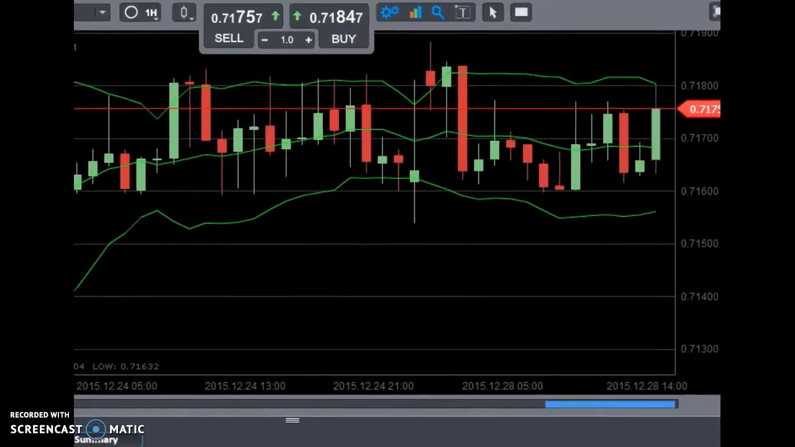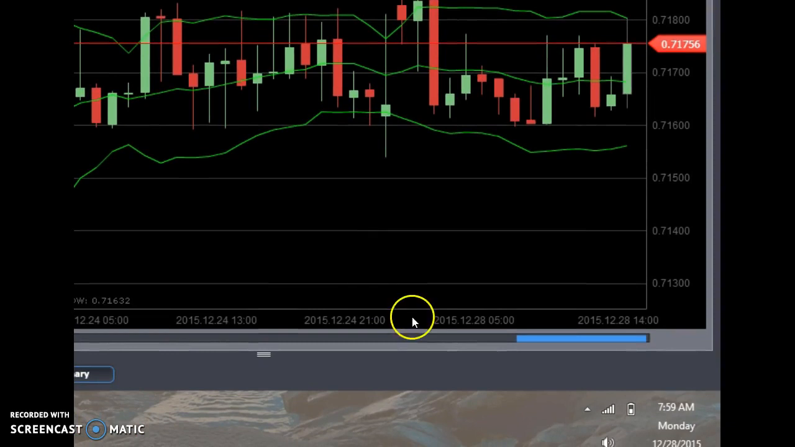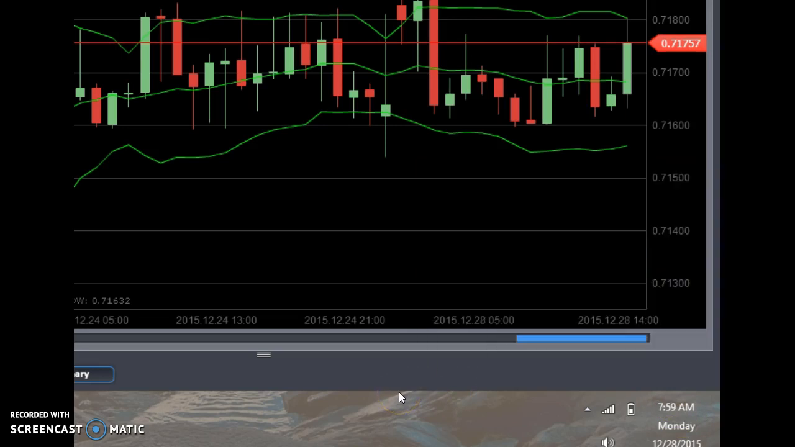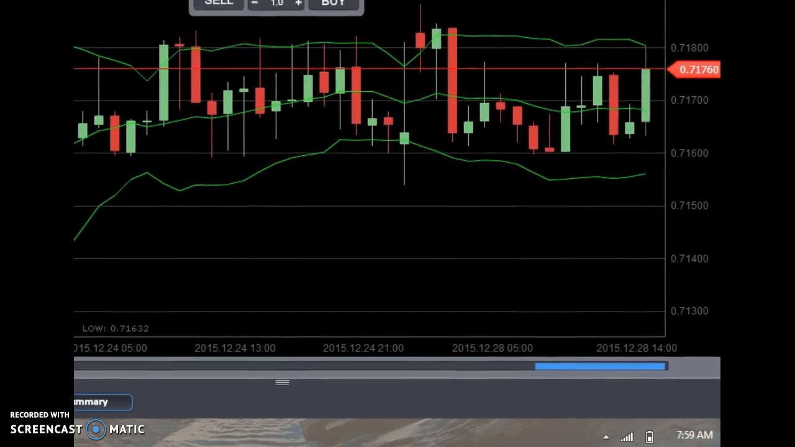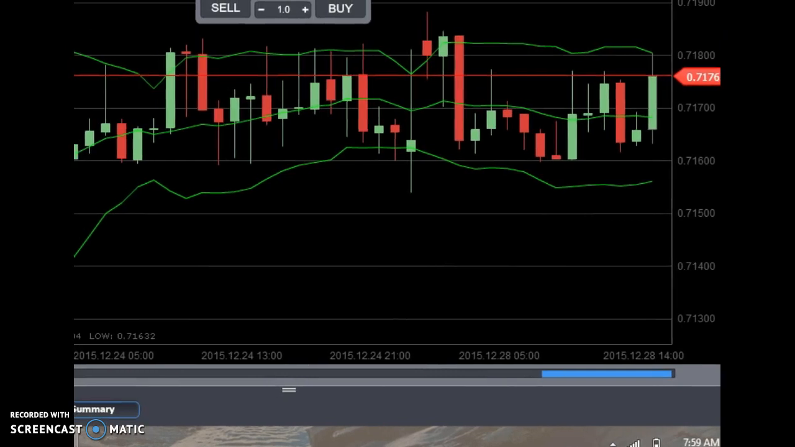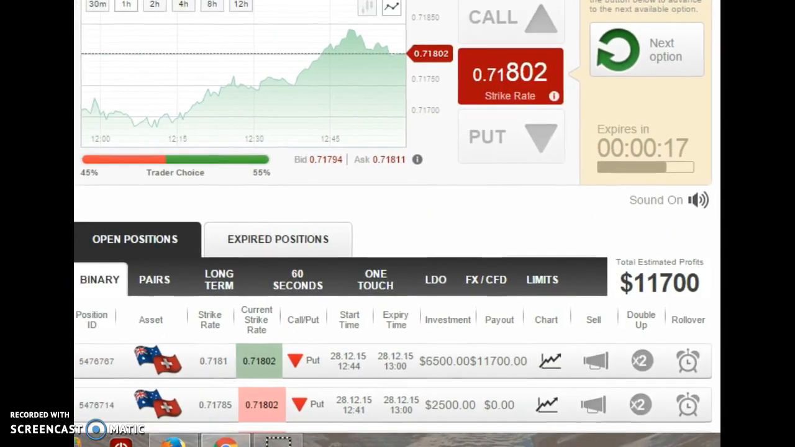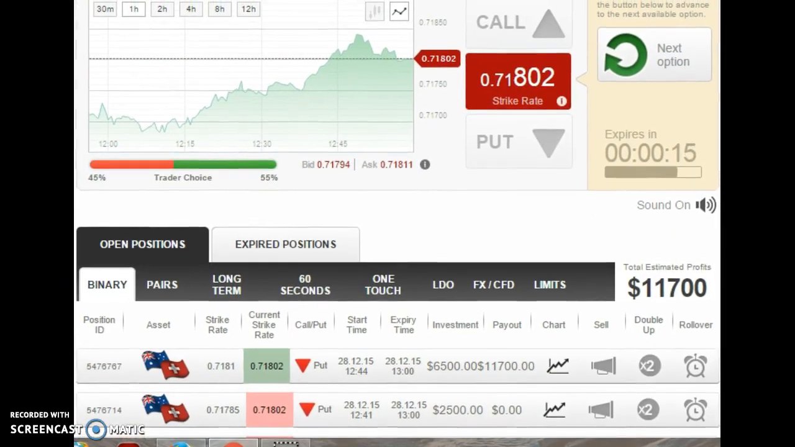You can see again over here 7:59. So on my clock there's about 30 seconds to go. This has come down. It's still coming down, which is what we expected it to do. So now let's see if it can get down enough to bring our other two trades in.